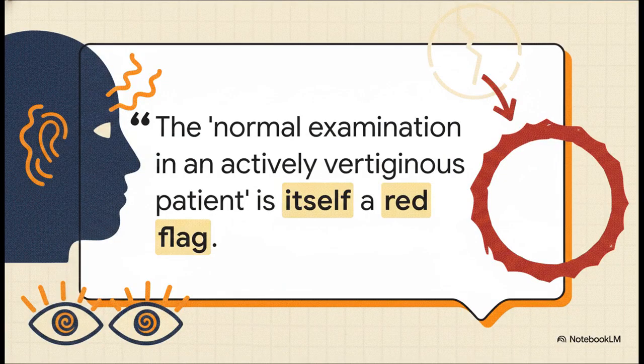This brings us to a really powerful and honestly life-saving paradox. When a patient is absolutely floored by vertigo, truly miserable, you expect to find really obvious peripheral signs. Bad nystagmus, a clear head impulse deficit. If you don't find them, if the exam seems strangely normal, that's not reassuring. That absence of findings is itself a massive red flag for a central cause.